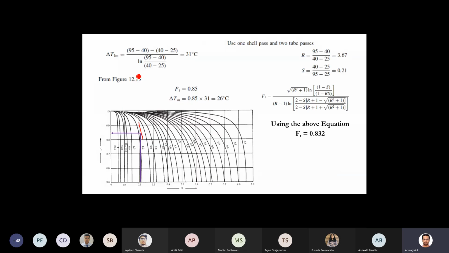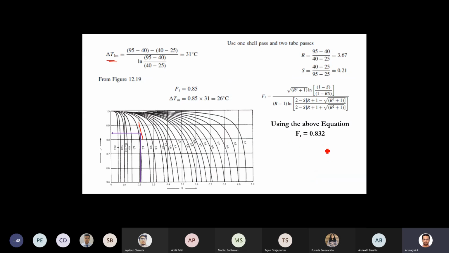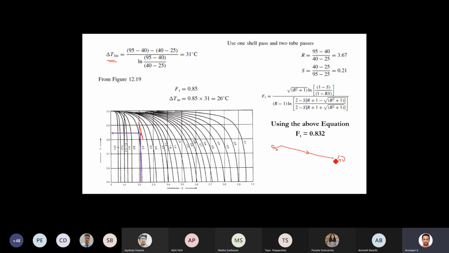Then the second step is that you have to calculate the delta TLM. What is the condition? The hot fluid is 95 to 40. The cold fluid is 25 to 40. You can assume counter current flow.